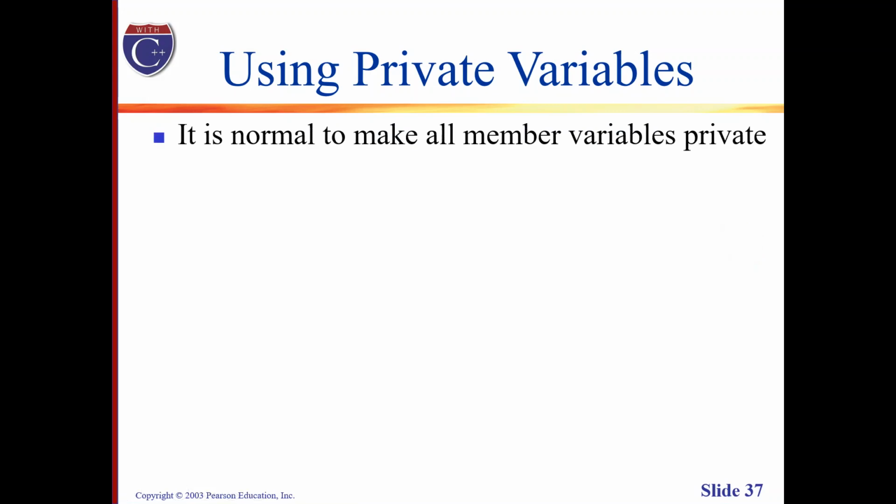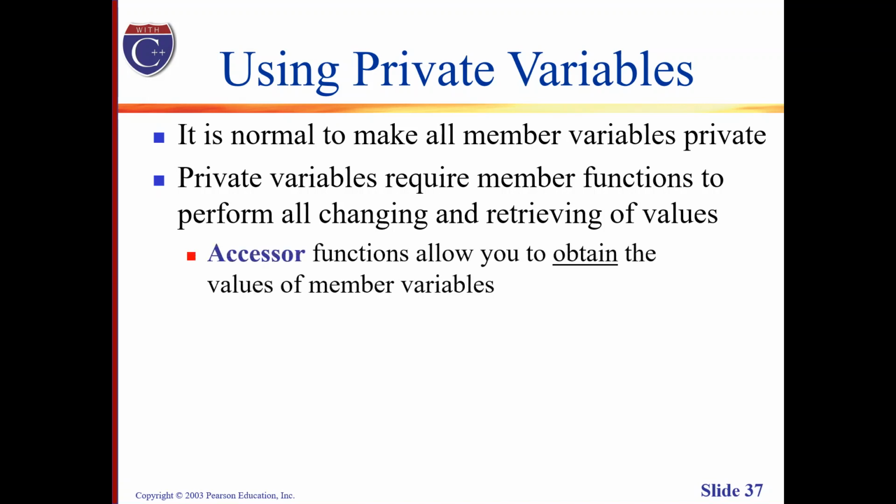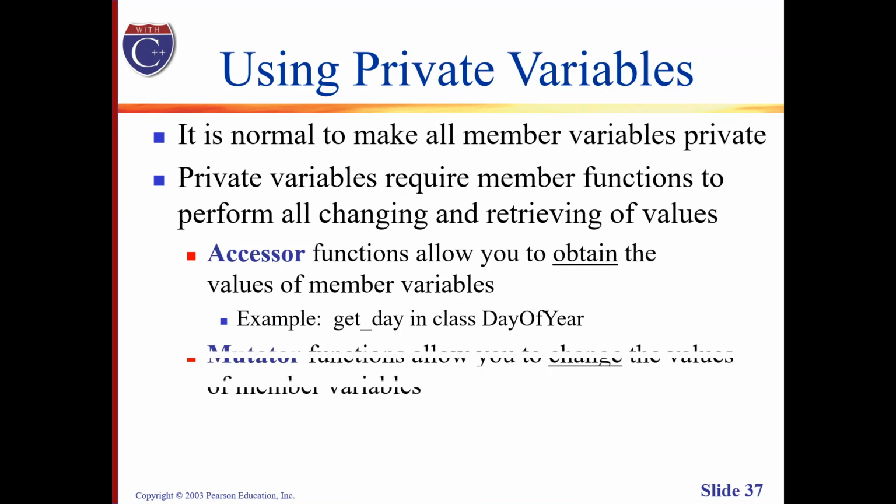So how do we use private variables? It is normal to make all member variables private. Private variables require member functions to perform all changing and retrieving of values. As we have mentioned, accessor functions allow you to obtain the values of member variables. That's what we see with setter functions. Here's an example. On the other hand, we also have what we call mutator functions, which allow us to change the values of member variables.